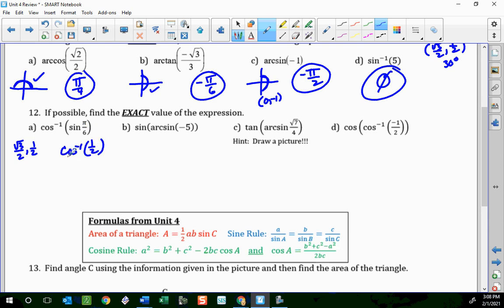Now it's asking for when is the cosine 1/2? Well, the cosine is 1/2 at 60 degrees because the x value is 1/2 at 60 degrees. So this would be 60 degrees, or you could say pi over 3.